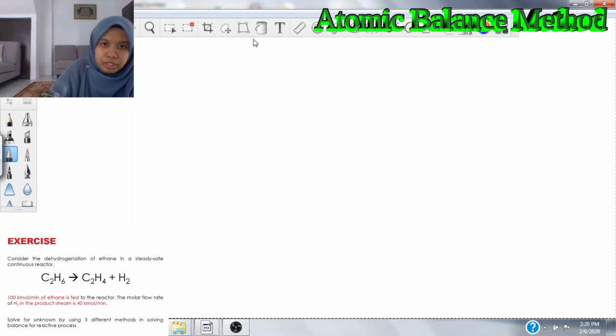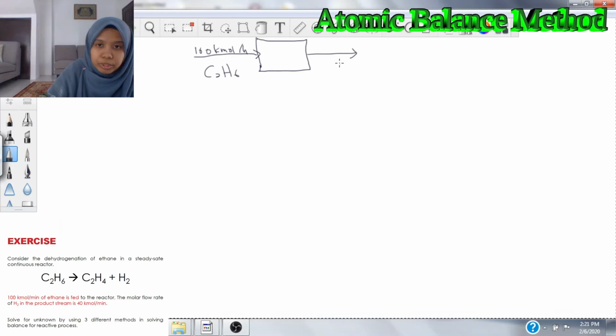Okay, again I start with the block flow diagram. You have C2H6 as your inlet, and your inlet is 100 kilomole per hour. And the outlet, you have remaining C2H6, and then you have C2H4 as your product and hydrogen as well as your product. The question has mentioned the product has 40 kilomole of hydrogen per minute, and you don't know how much molar flow rate of C2H6 remains at the outlet, and how much of the molar flow rate for the C2H4. So we are going to obtain N1 and N2 here. These are your variables.